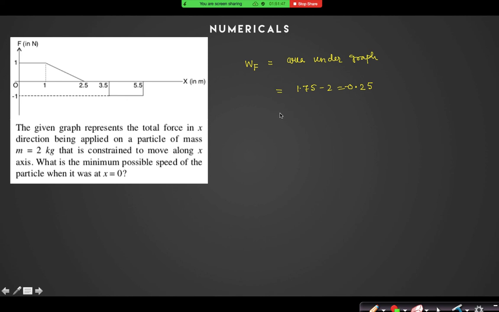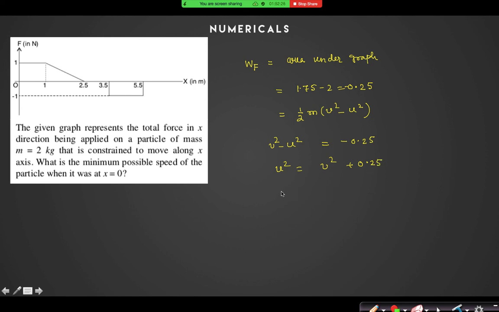So can I say this final work done is equal to half m into (v square minus u square)? Yes or no? Yes, sir. m is 2, so v square minus u square is equal to minus 0.25, that is minus 1 by 4. So what is the value of u square? Is it v square plus 0.25?